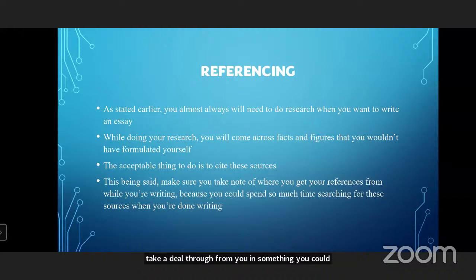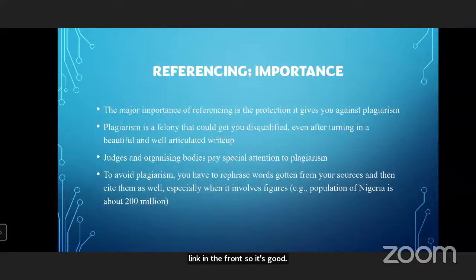So while you are writing, when you get a particular site that you want to take information from, just copy the link, maybe paste it in your notepad, and put a short description of what you copied from that link in front of it, so it could remind you when you want to do your referencing. It would make your work easier and faster.